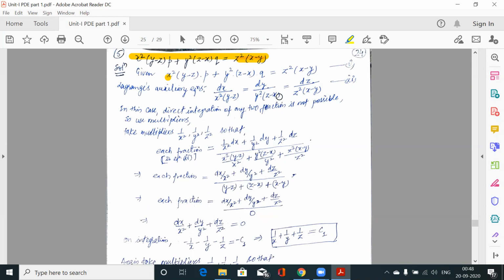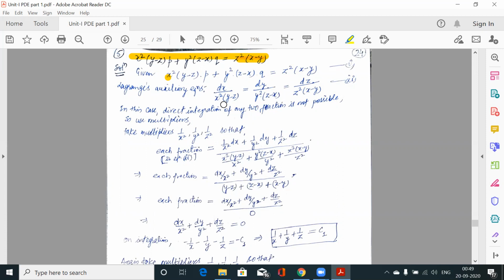So in this case, we have to go for the multipliers. Otherwise, we don't have any option to get the solution. Now, what was the rule of multipliers? We use the multiplier in such a way that either it can make the denominator zero, or it gives the exact differentiation of the denominator. There are two possibilities.